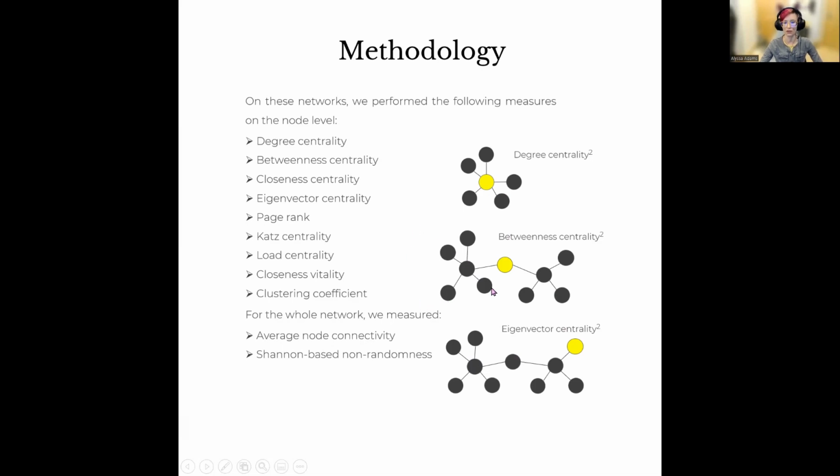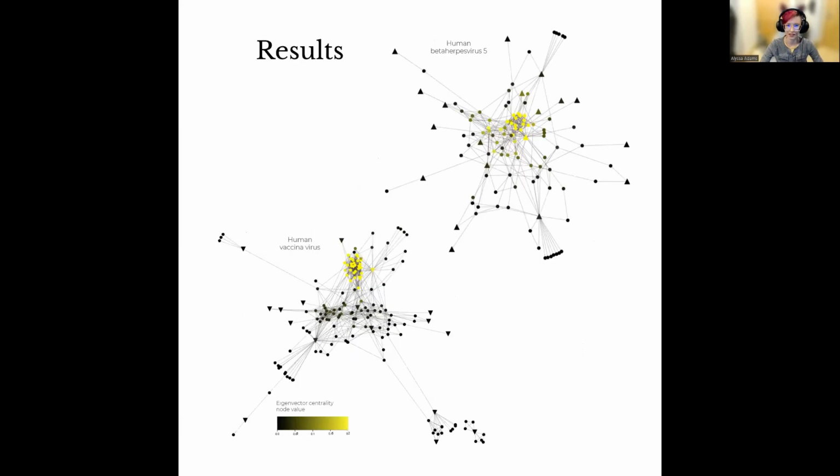We also looked at the whole network measures as well. So you look at the average node connectivity or the average node centrality for the whole network, or the Shannon-based non-randomness or a Kolmogorov-based approximation of the complexity of the network as well. So what did we get? In this data set, we got 55 networks that had a significant amount of edges, more than one edge. The largest was HIV, and the other largest ones are, of course, human virus pathogen interactions.